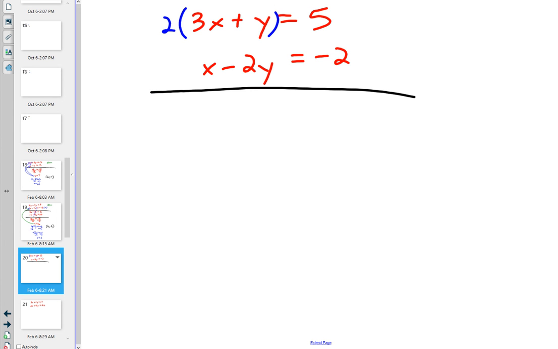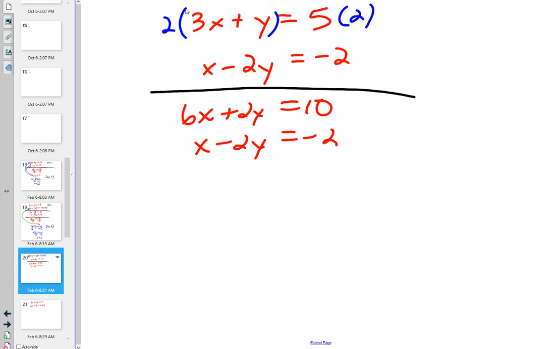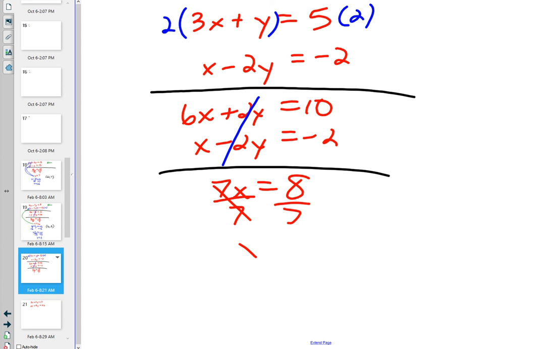See, what I would have done here is probably multiply the top by 2, because I already see that the y's have different signs. So that gives me 6x plus 2y is equal to 10, right? And the bottom equation stays the same. What's 6x and x? 7x. What's 10 minus 2? So the thing is, we're going to get a fraction.